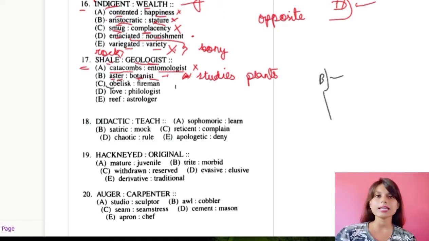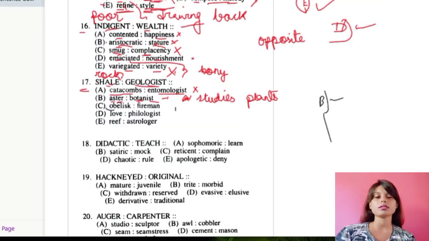So if we see that there are other better options rather than number B, then we will definitely move over to those other options. Okay. Let us check number C, that is obelisk and fireman. Now obelisk means a stone pillar, okay. And who is a fireman? A fireman is a firefighter. So this is a stone pillar they are talking about, and fireman is a firefighter.